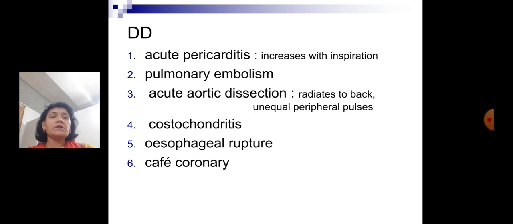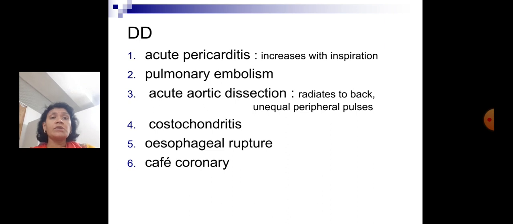Differential diagnosis: acute pericarditis. Here the pain increases with inspiration, while that is not so in cases of MI. Similar presentation can be in patients with pulmonary embolism. Acute aortic dissection: here the pain is usually very severe, and there is much radiation to the back, and there are characteristically unequal peripheral pulses.